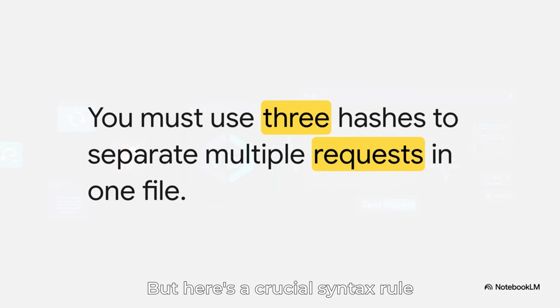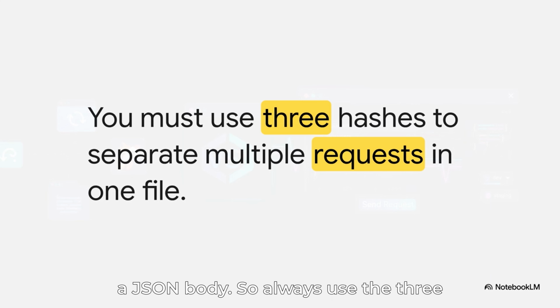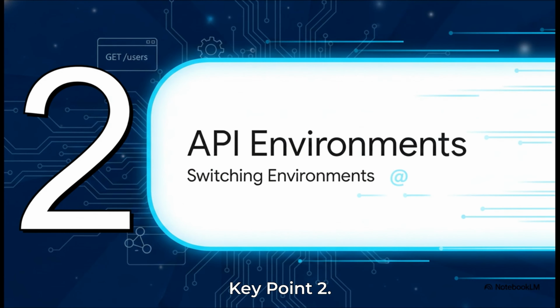But here's a crucial syntax rule from the docs you absolutely cannot miss. When you want to put multiple requests into a single file, you must use 3 hash marks, ###, as the delimiter to separate them. A lot of developers try to use 3 dashes, because they're used to Markdown, but actually, scratch that, dashes will throw a parsing error, because they can be read as part of a JSON body. So always use the 3 hashes. It's a lifesaver.